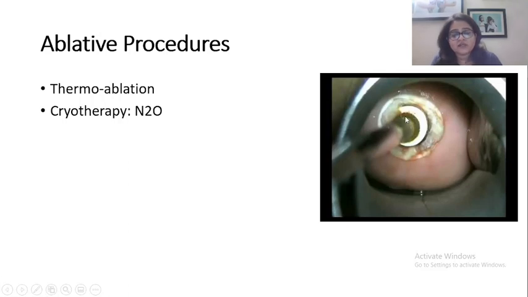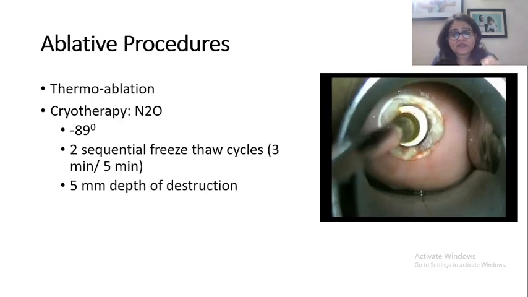This is the probe. Nitrous oxide gas is applied at minus 89 degrees, and we freeze for 3 minutes. Then thaw. The machine has a freeze-thaw cycle. So one freeze-thaw, then one more freeze-thaw. So two cycles. Freeze for 3 minutes, thaw for 5 minutes, freeze for 3 minutes, thaw for 5 minutes. That's how it's done. And what does this do? Thermal ablation leads to a depth of destruction of 5 to 7 millimeters. Cryo leads to a depth of destruction of up to 5 millimeters.